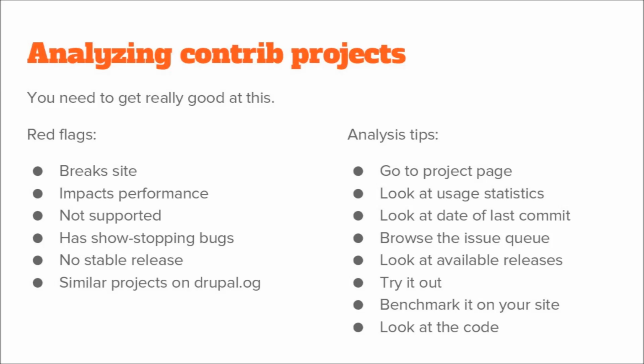It could just be a very specific module. But if you look at a module and it has 200,000 people using it, then that's a nice time saver, because then you can be pretty confident that it doesn't have performance problems or any lack of support or things like that. You can look at the date of the last commit.